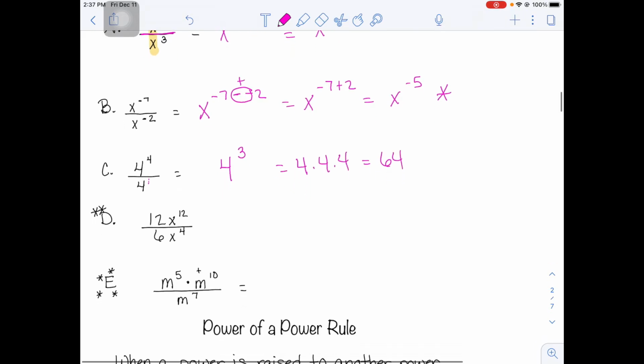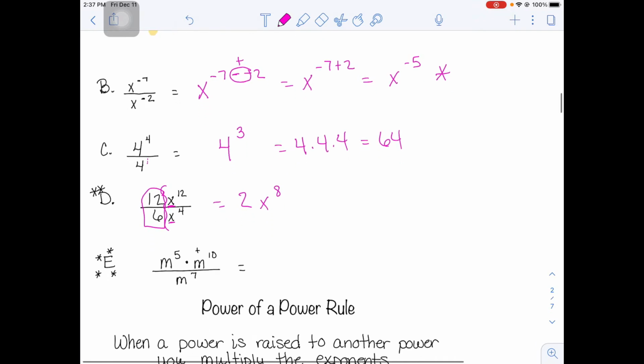All right, let's look at D. Now, D looks a little different because we have some numbers and then we have our bases. So our numbers we can think about as a little bit separate from our bases. This is 12 times x squared. So if we wrote this out, this would be 12 times x. And so we can think about just our numbers individually. So 12 divided by 6, we know, is 2. That takes care of this part right here. Now we have like bases of x, and we're going to subtract 12 minus 4, and we get 8.